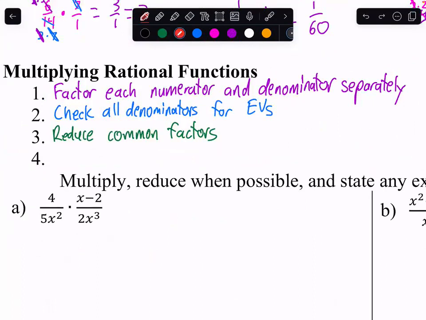The very last step in a multiplication problem is to actually multiply. Again, students are always very eager to dive into things. They want to multiply right away. That is not the most efficient way of doing things. So please follow this order of steps. It'll help you out.